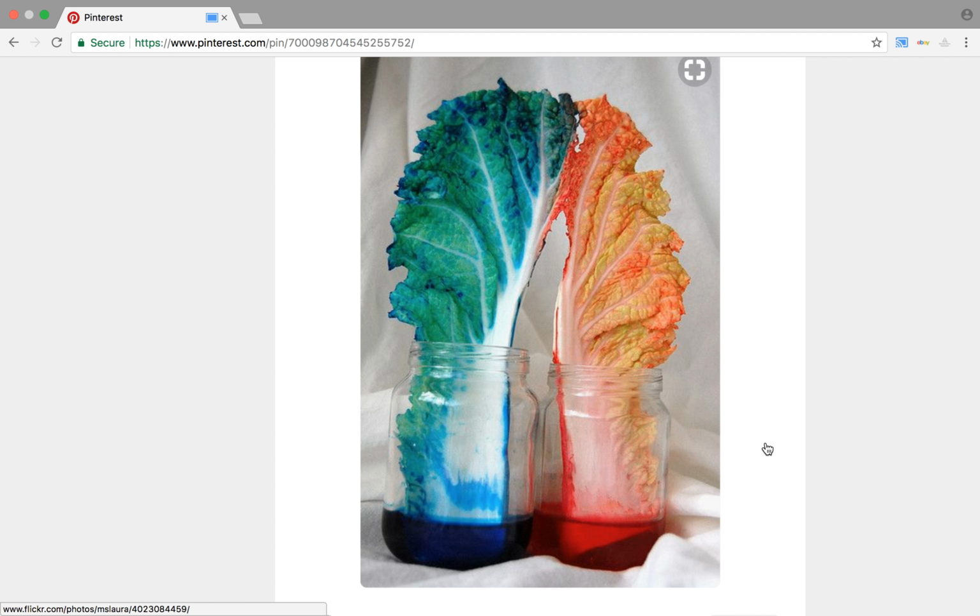Cabbage when it's fresh, it turns red. Or when it's boiled, it turns blue. You might as well say this is kimchi from Korea. Yeah, this is kimchi from Korea. North Korea. No, okay. So this is called the absorption of water. And then the blue color one is from Antarctica.